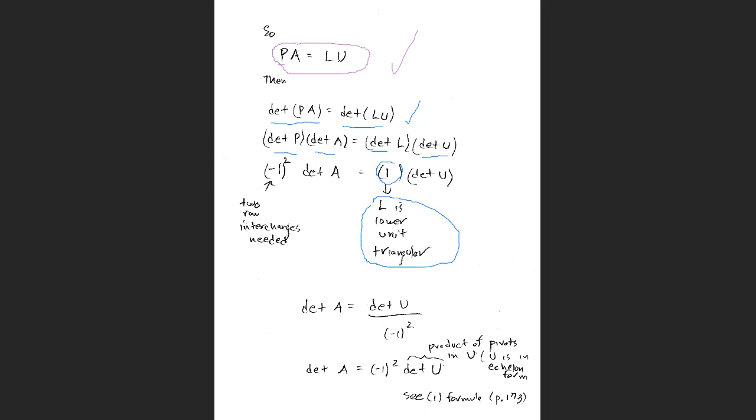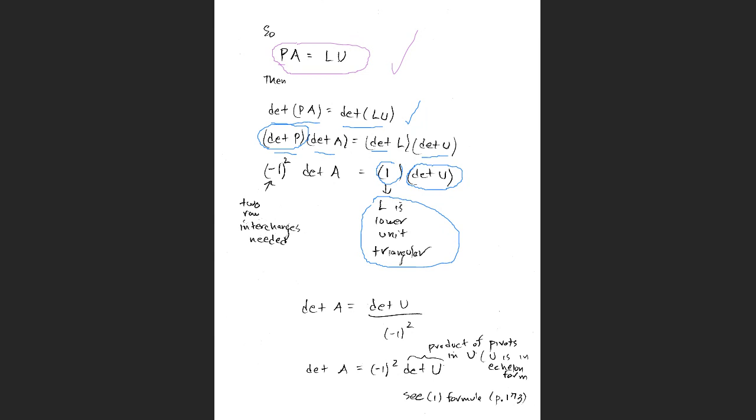The U is going to be in echelon form. So the determinant of U is just going to be the product of the values on the diagonal, because we're dealing with square matrices here. Now on the left, the determinant of P in front of the determinant of A is going to be equal to -1 squared. Because we use two row interchanges, the determinant of P is going to be -1 squared. So the determinant of that permutation matrix is going to be either 1 or -1.